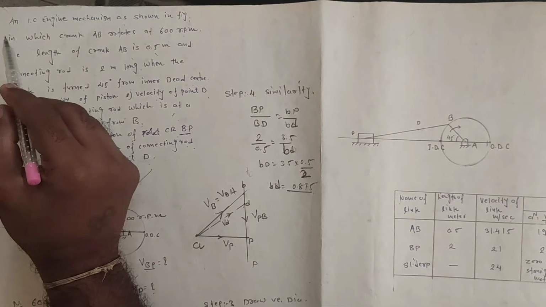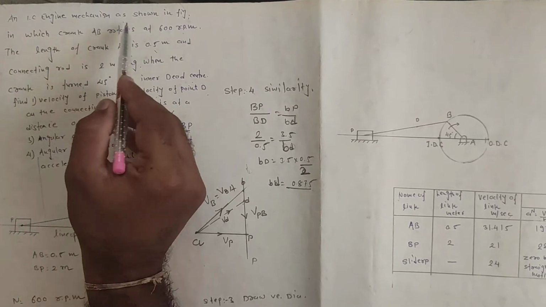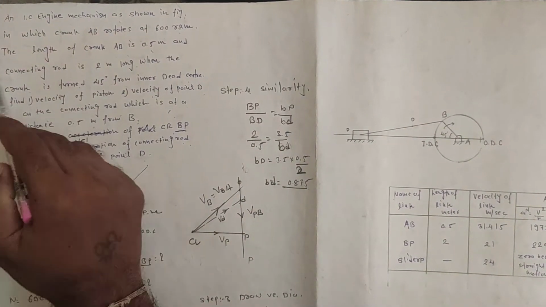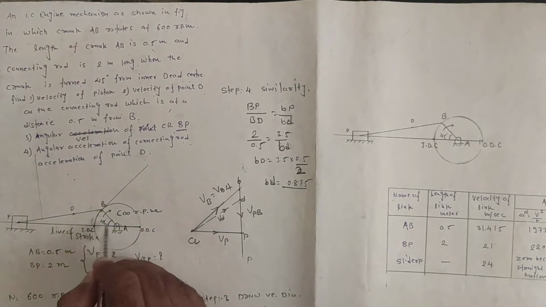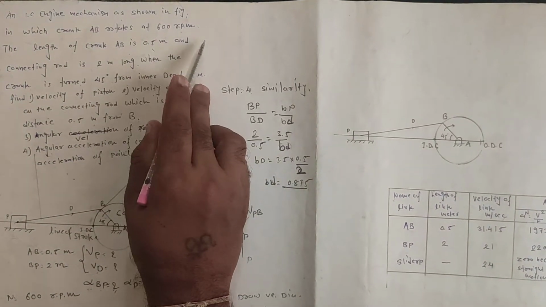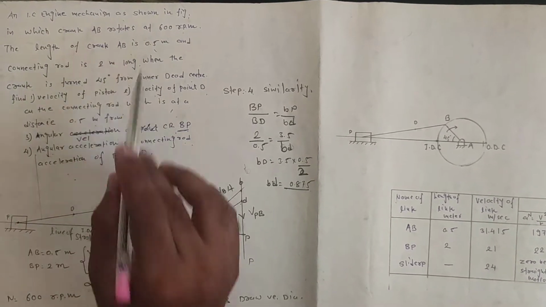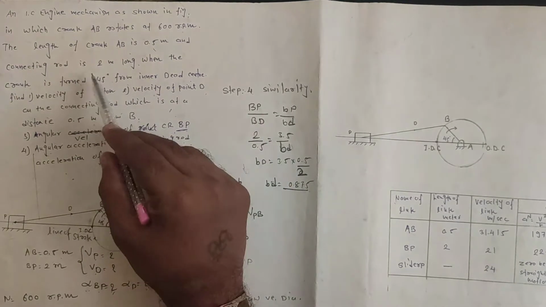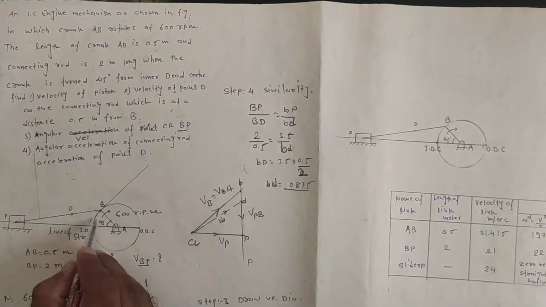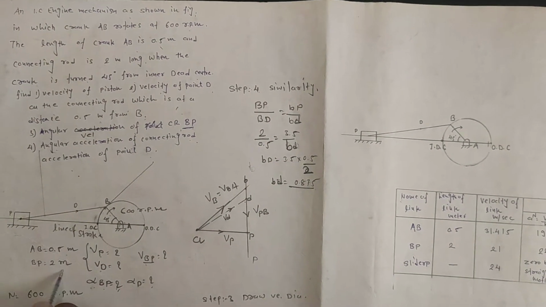The data is that of an IC engine mechanism as shown in the figure, in which crank AB rotates. So this is the crank AB, which rotates at 600 rpm. The length of the crank AB is 0.5 meters, so that length is given over here, and the connecting rod is 2 meters long. So this is the connecting rod B to P, that is 2 meters long.